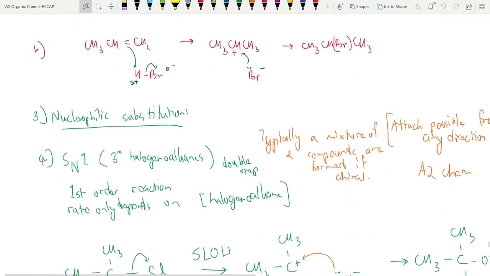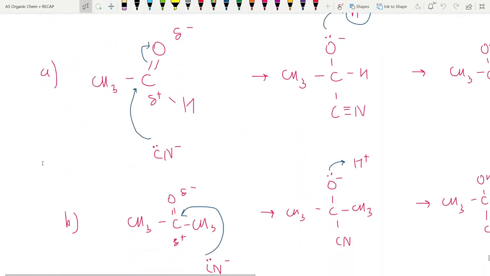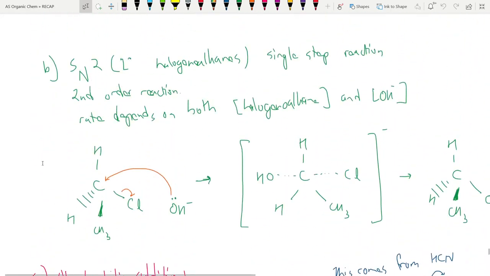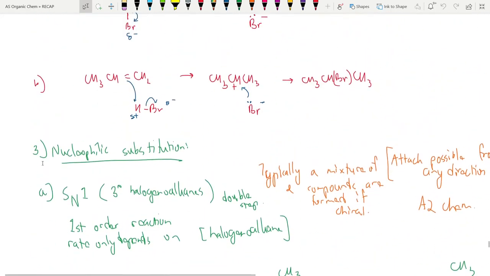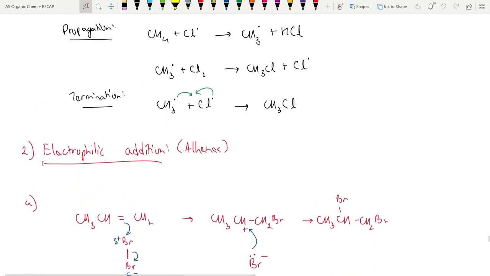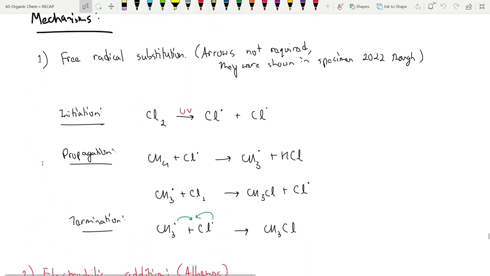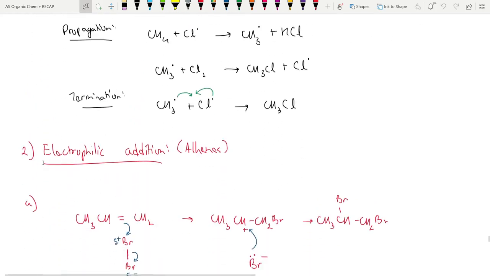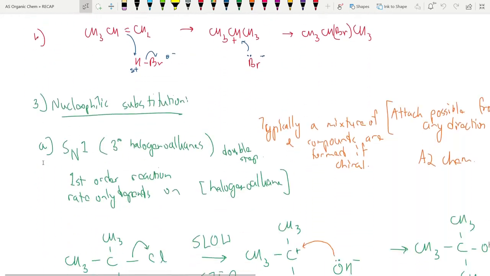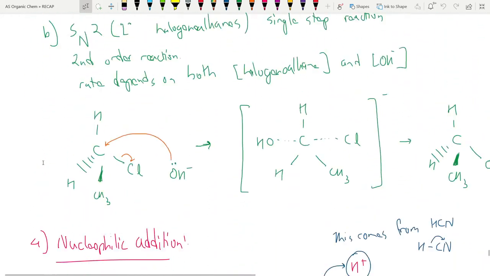Okay, we're moving on to the last section of the video where I talk about mechanisms. We have 4 mechanisms in AS and 6 mechanisms in A2. In A2, we have electrophilic substitution and addition-elimination. In AS, we have free radical substitution, electrophilic addition, nucleophilic substitution, and nucleophilic addition.